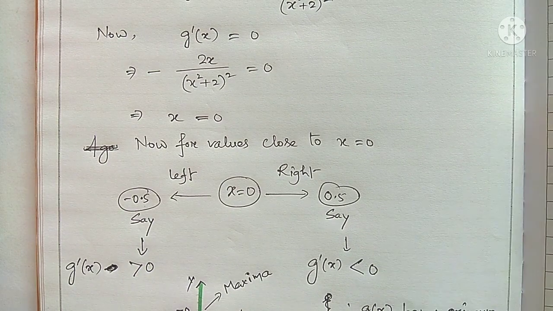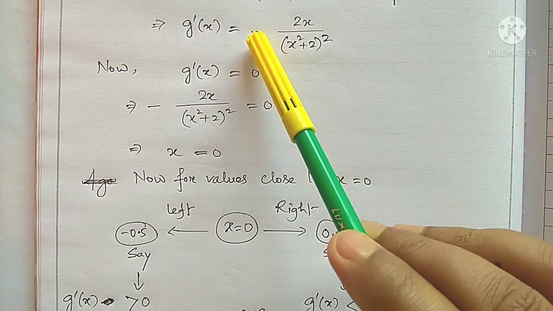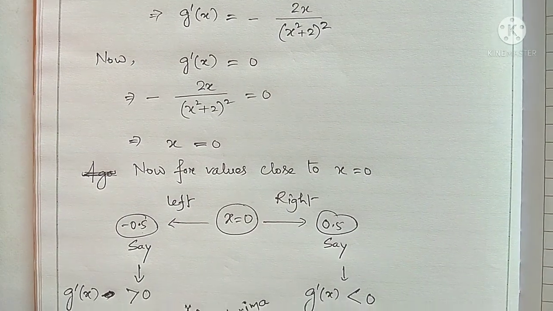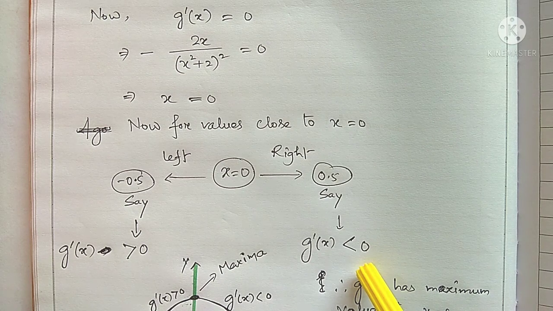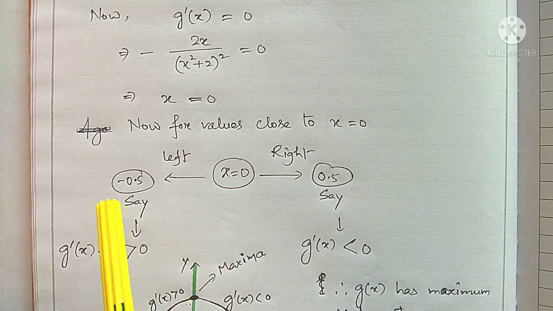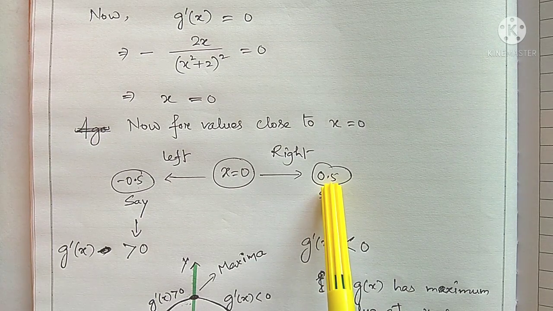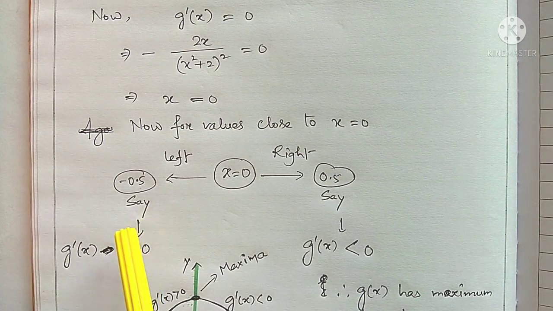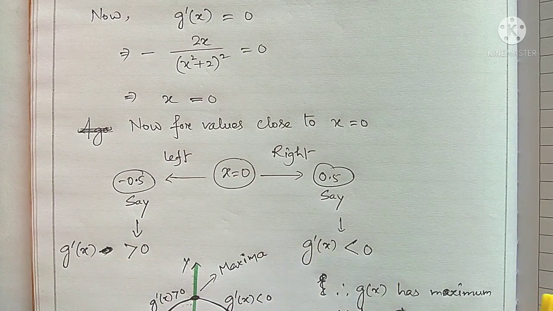Is it clear? Similarly, if in place of x we put 0.5, then the minus sign is already there, so the whole result is negative. Negative means less than 0. So that's why we write g dash of x is less than 0. Understood this too? We just assume these 2 points on our own and check on which side it is positive and on which side it is negative. Positive, that means greater than 0, means the graph is increasing, and when it is less than 0, or negative, the graph is decreasing.